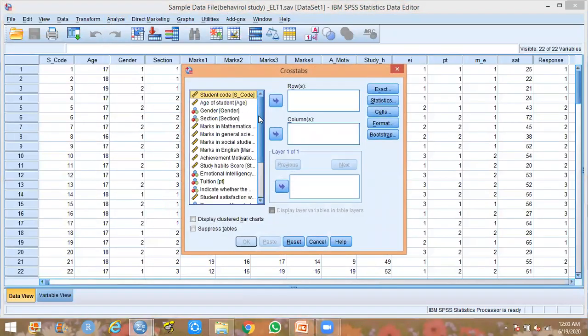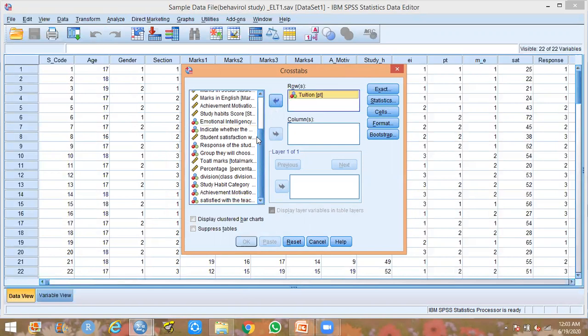Now row, what is row? You can take the categorical variable tuition as row, and the column is study habit category. Fine. Now we are cross tabulating the rows and columns with one test procedure or tool. That tool is nothing but the chi-square test.